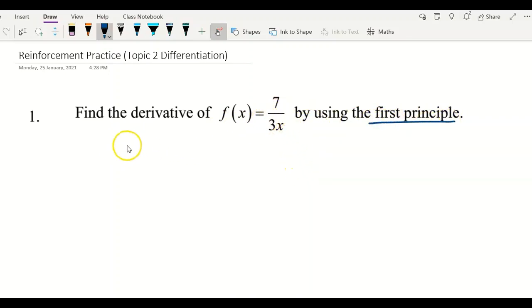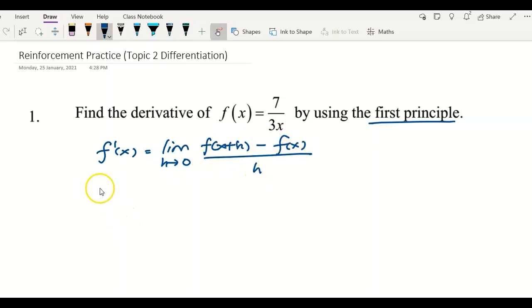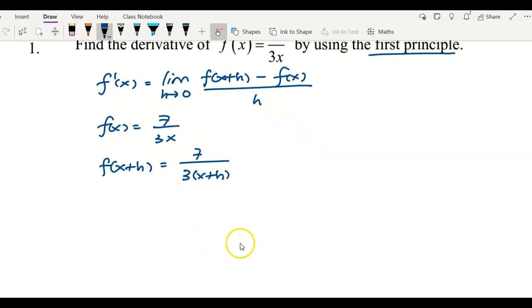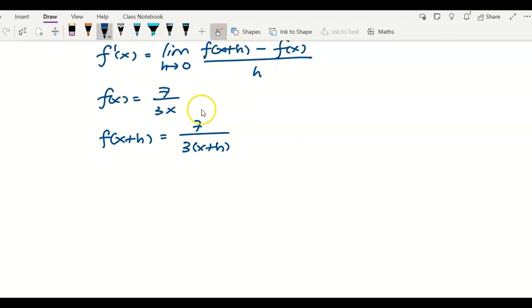To use the first principle, we have to recall the formula for the first principle. That is the limit as h approaches 0 of [f(x+h) - f(x)] over h. So first of all, given f(x) is 7 over 3x, we need to find f(x+h) first, meaning that all the x here will be substituted as x plus h. Then I will substitute f(x+h) and f(x) into the formula to get my f prime x.